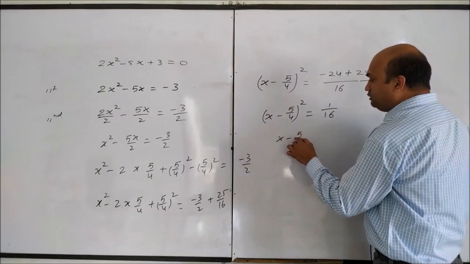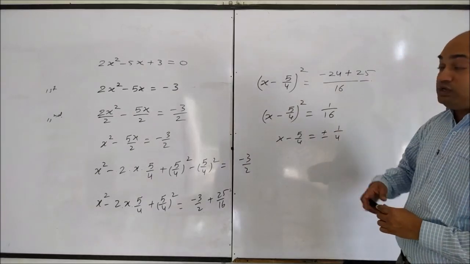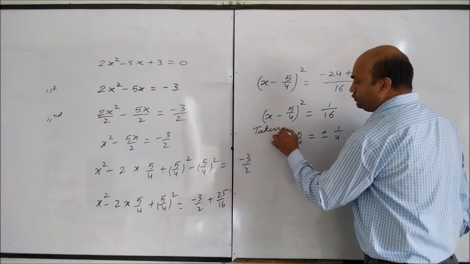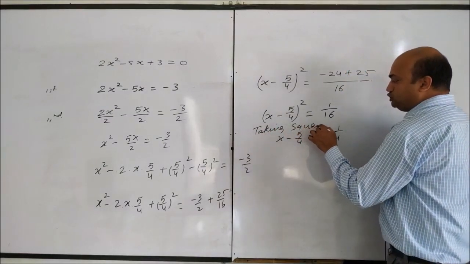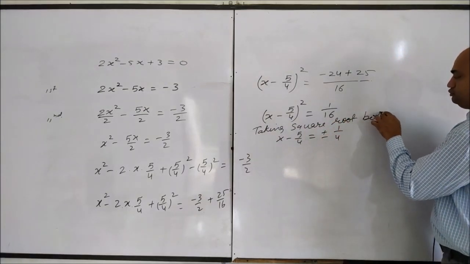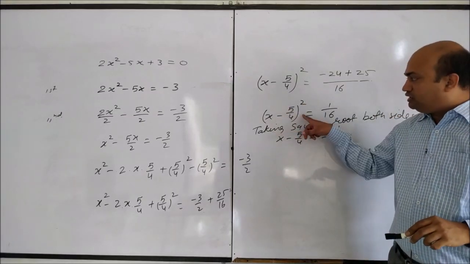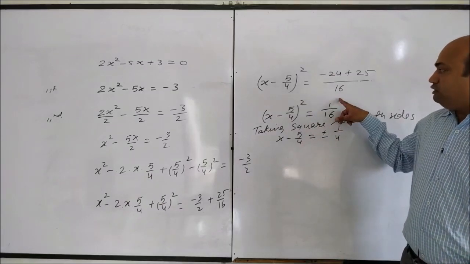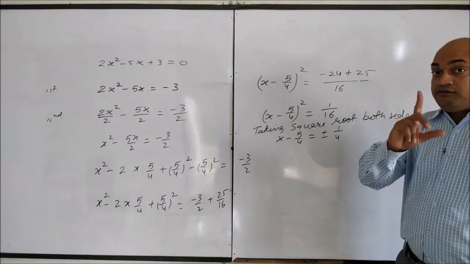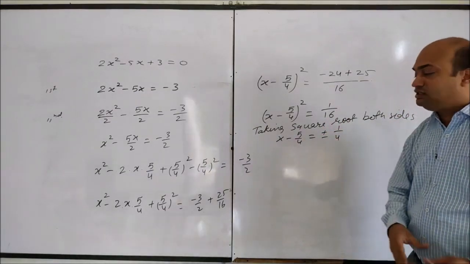Or x minus 5 by 4 is equal to plus minus 1 by 4. We take square root. Square root we take both sides. Here we write taking square root both sides. Okay. So when we take a square root of this square will be cancelled out. When we take a square root of 1 by 16, it is 1 by 4. And remember, whenever you take the square root of a number, apply both sign plus and minus.